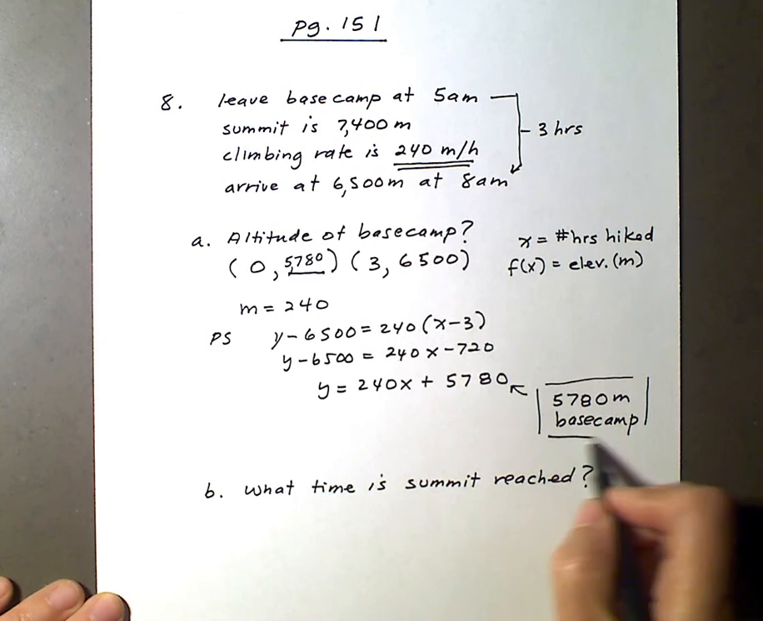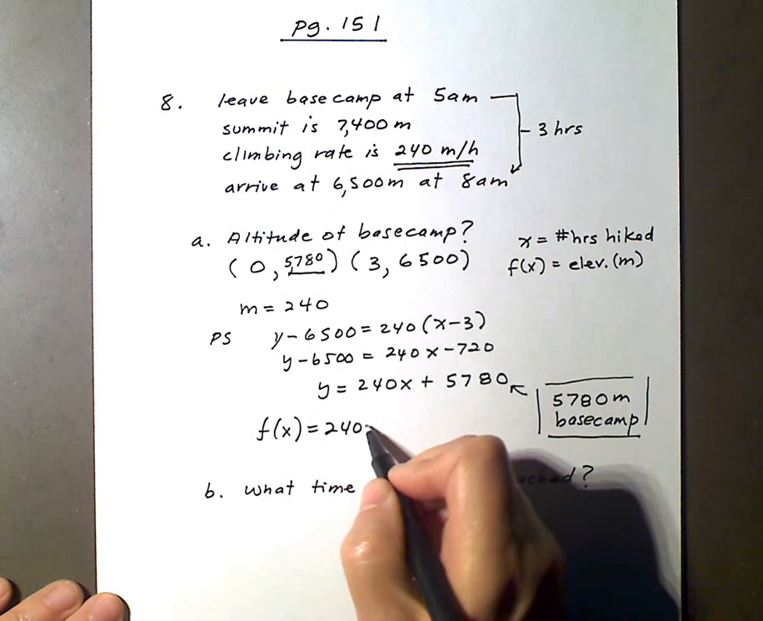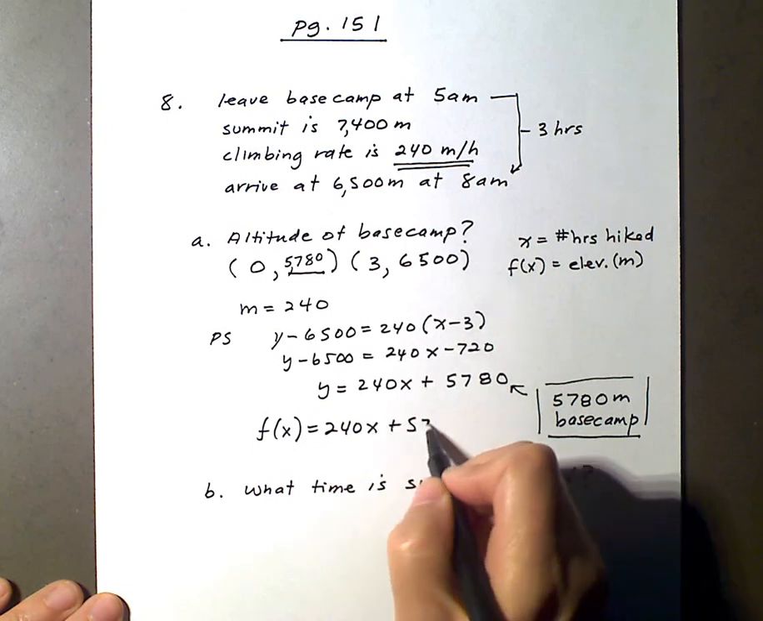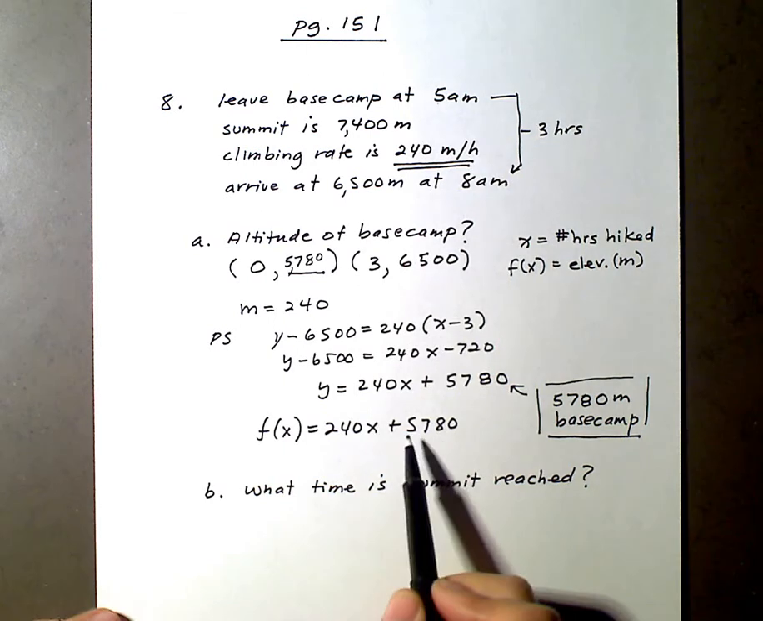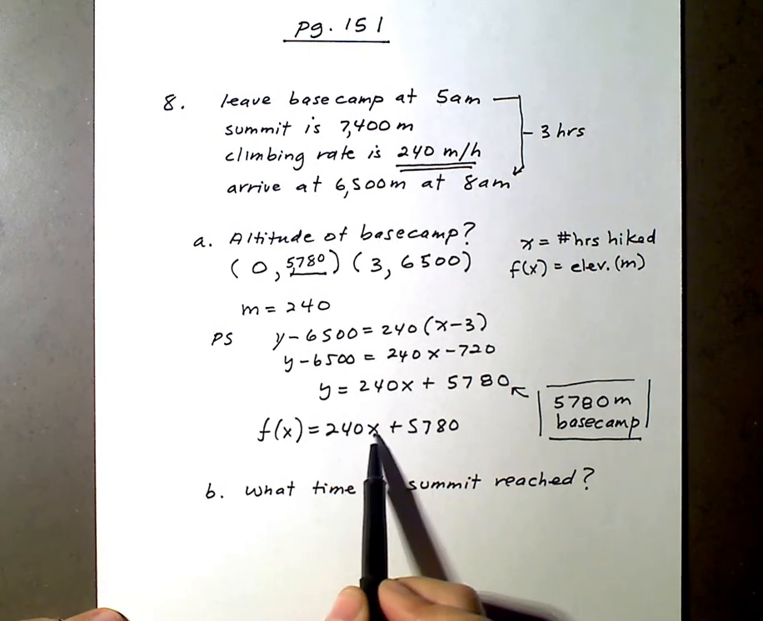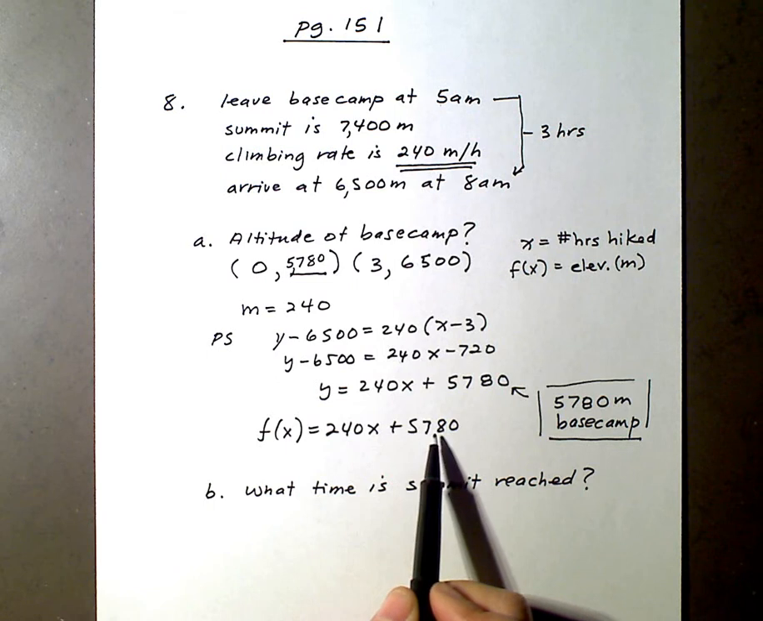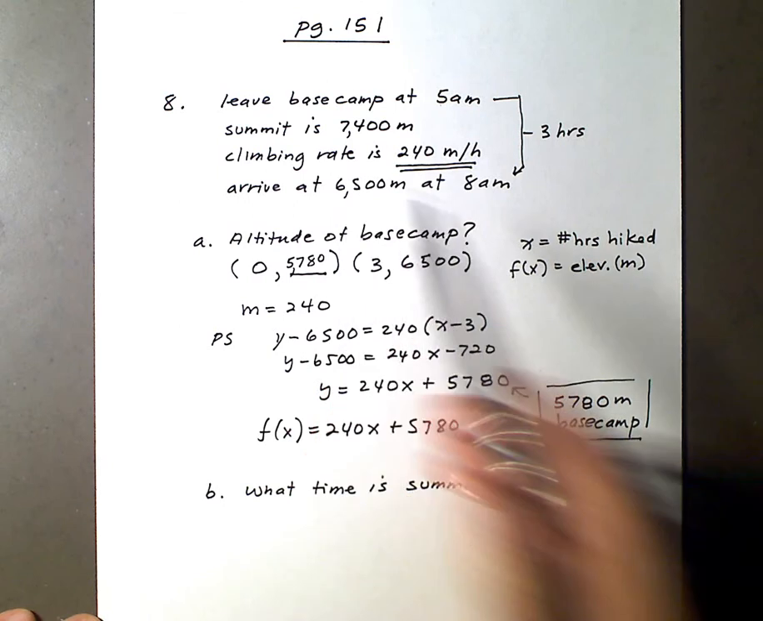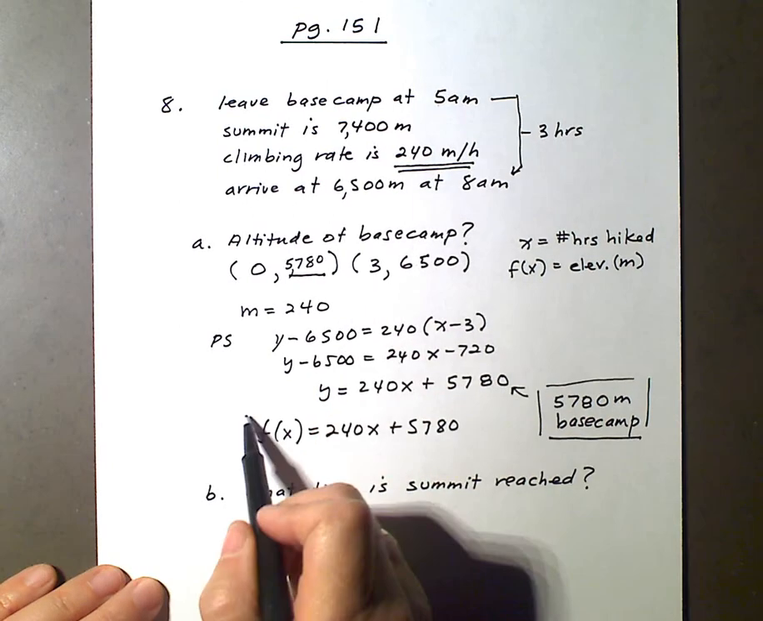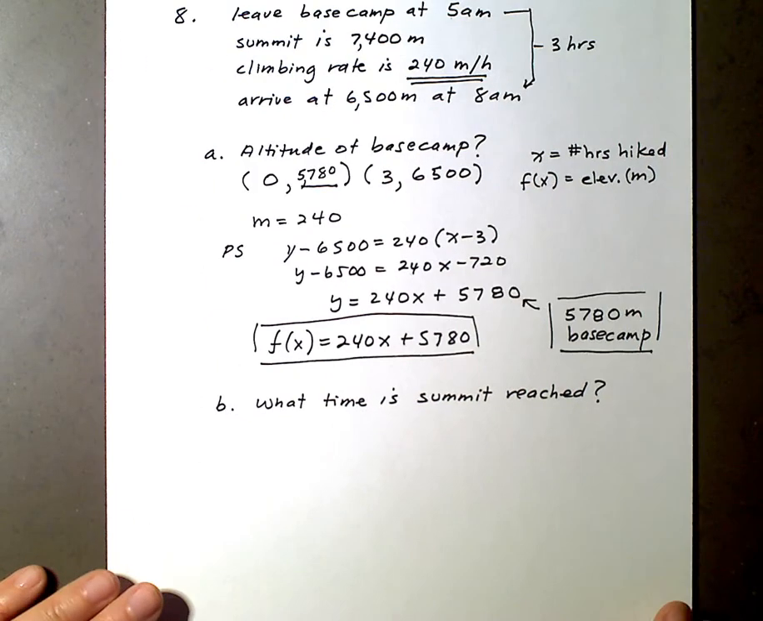Now I'm going to rewrite this in function form. f of x is equal to 240x plus 5,780. In other words, you left at time 0, you're at 5,780 meters. After 1 hour, you've added 240 meters to that. After 2 hours, you've added 2 times 240 meters to that elevation, etc. So after 3 hours, you've added enough to get to 6,500 meters. So this is the function, and I can use this in the next part when they ask what time the summit is reached.